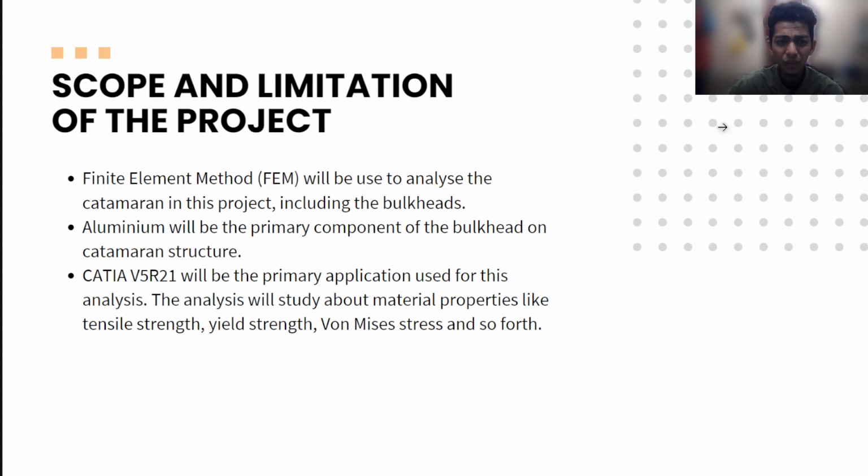Scope and limitation of the project. Finite element method will be used to analyze the catamaran in this project, including the bulkheads. Aluminium will be the primary component of the bulkhead on the catamaran structure. CATIA V5R21 will be the primary application used for this analysis. The analysis will study material properties like tensile strength, yield strength, von Mises stress, and so forth.